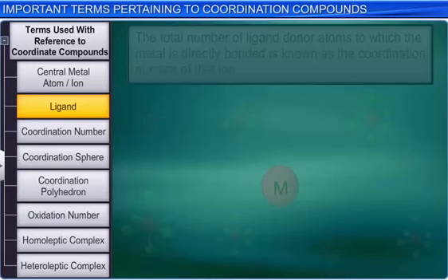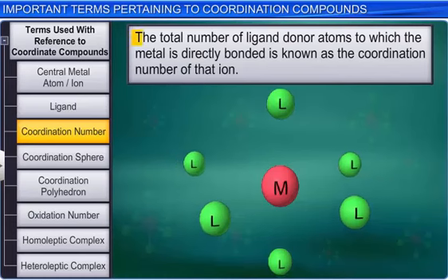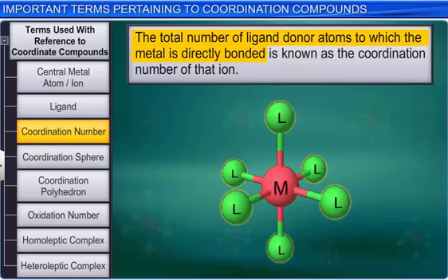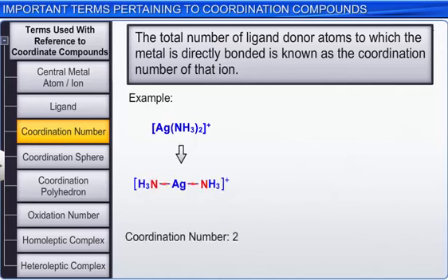Now, let's look at another important term, coordination number. The total number of ligand donor atoms to which the metal is directly bonded is known as the coordination number of that ion. For example, the coordination number of silver in the complex ion [Ag(NH3)2]+ is 2, while that of nickel in the [Ni(NH3)4]2+ ion is 4.